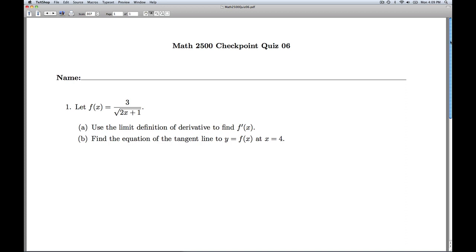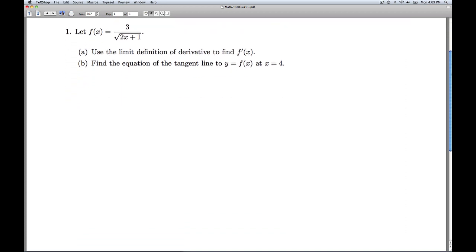Hi folks, this is Calc 1 Quiz 6. Number 1, we're given a function f of x. We're asked to use the limit definition of derivative to find f prime of x. What is the limit definition of derivative?